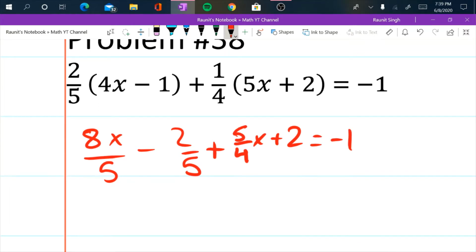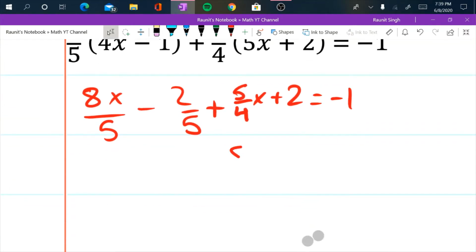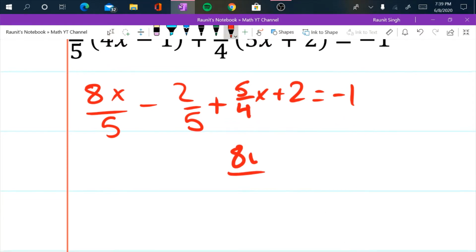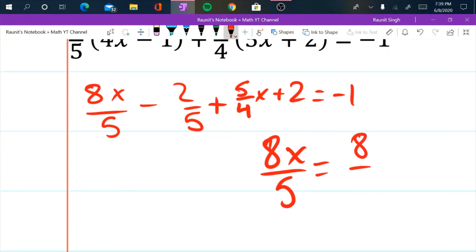So I just wanted to do a quick reminder. Writing it like this, like 8x over 5, sorry, I can't write. So 8x over 5 is the same thing as writing 8 over 5 times x. It doesn't really matter where you write it, but you just have to remember it's going to be in the numerator.